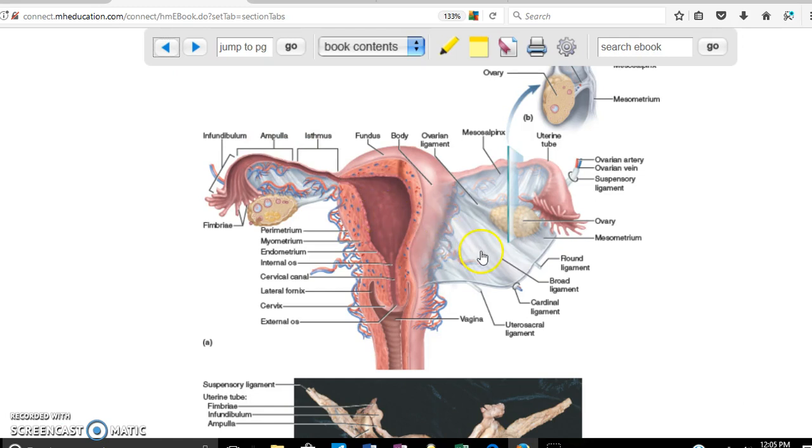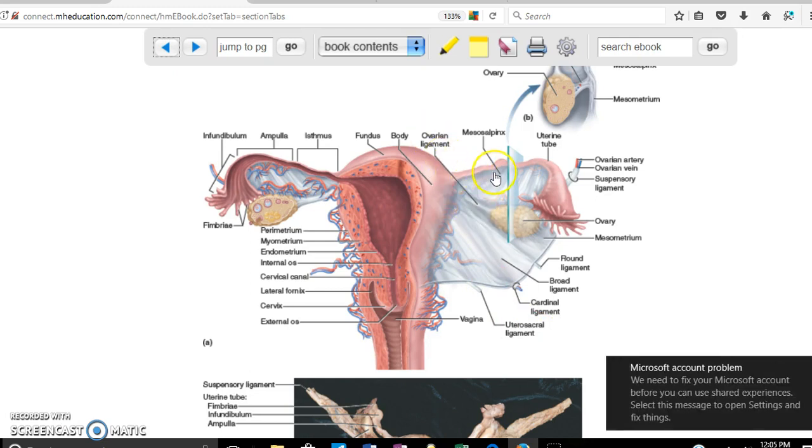In addition to that, very important to consider is that all these structures are in the pelvic area and they are held in place by the ligaments, such as, for example, suspensory ligament, round ligament, broad ligament, cardinal ligament, and uterosacral ligament. In addition to that, we have right here another ligament, which is going to be the ovarian ligament. There are some membranes, such as the mesosalpinx right here, as well as the mesometrium right here.